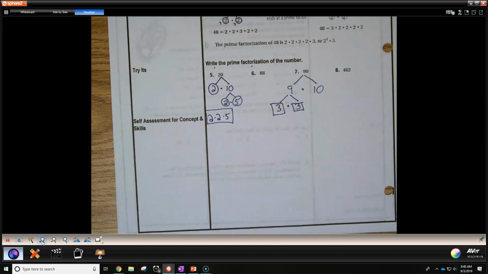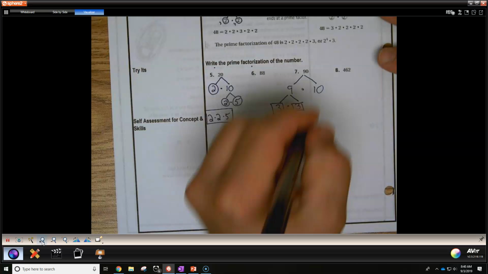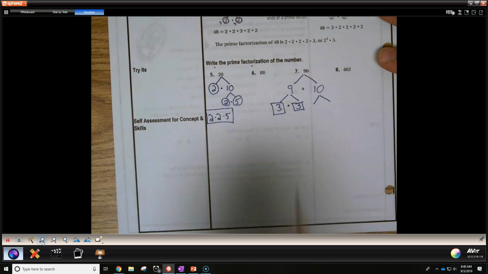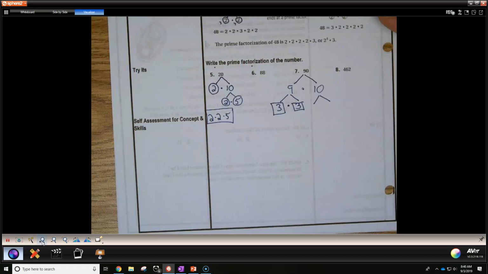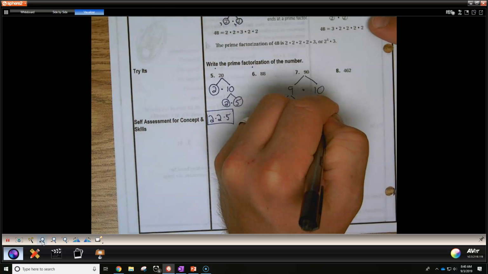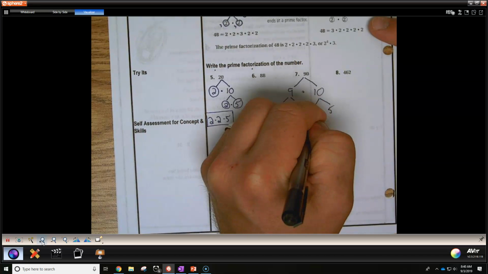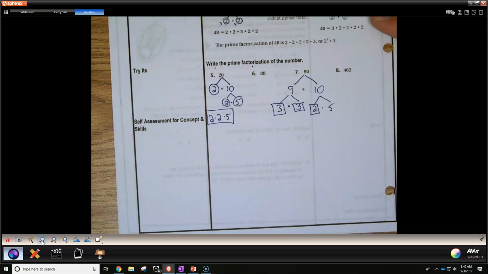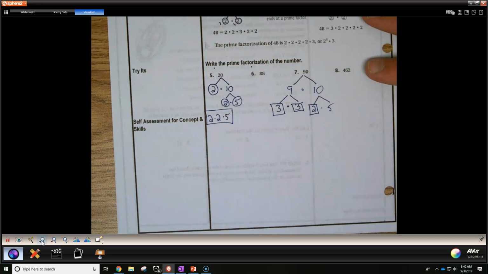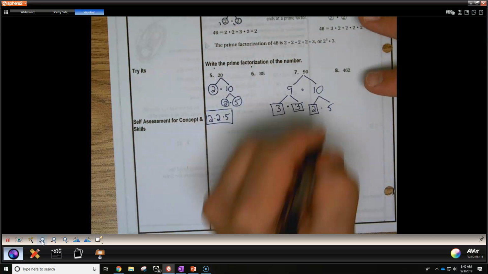Cohen, why am I not done, buddy? Because 10 is a composite number. Absolutely perfect, Cohen. Nice job. 10 is a composite number. What can I break it into, Brayson? 2 times 5. 2 is prime. Is 5 prime or composite? Prime.